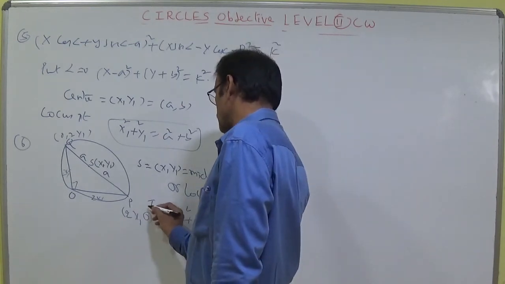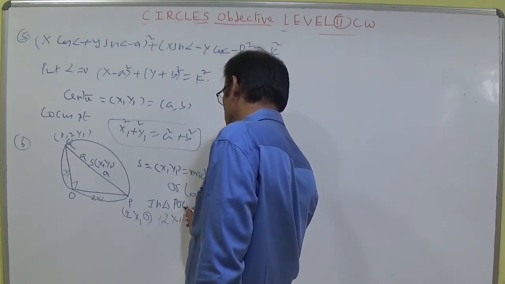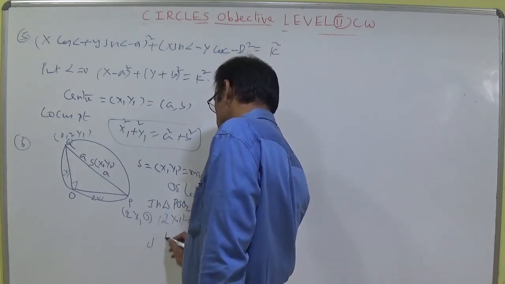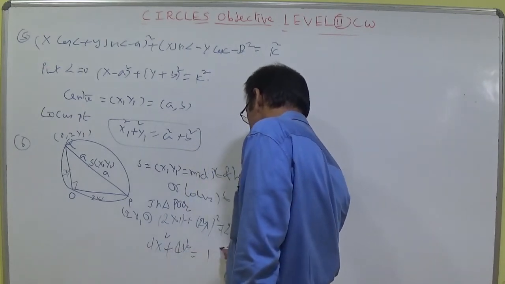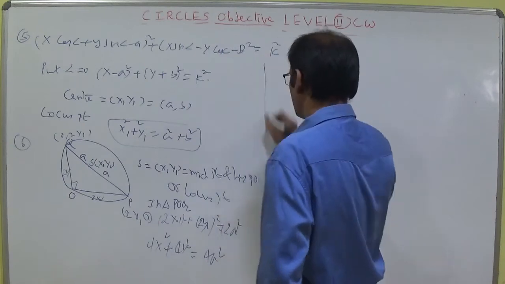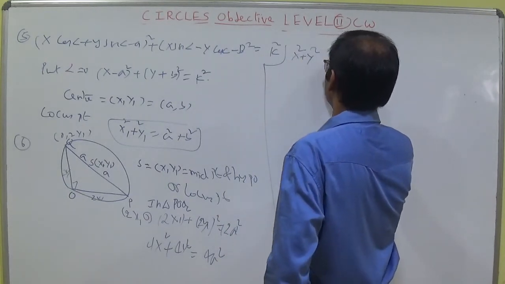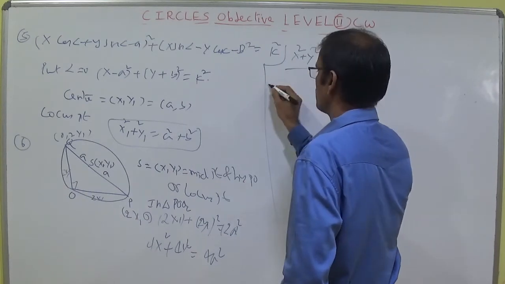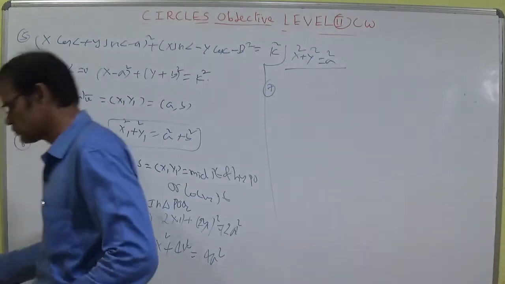In triangle, I am writing, try to understand that right angle property in triangle POQ. So here you can say that the locus is 4x^2 + 4y^2 = 4a^2. By dividing by 4, x^2 + y^2 = a^2. Now let us go into discuss seventh question.